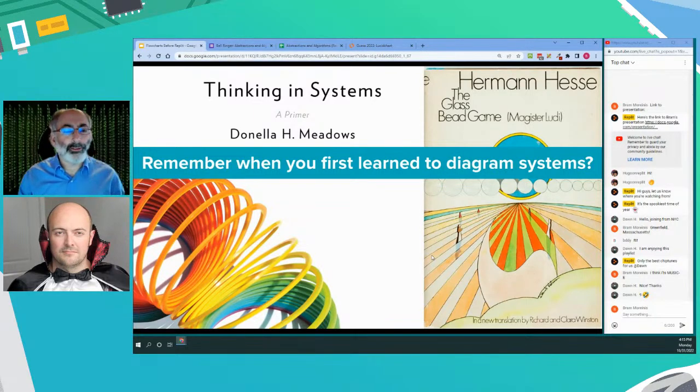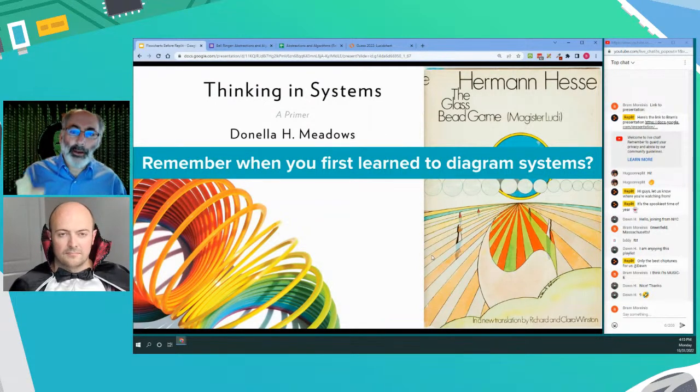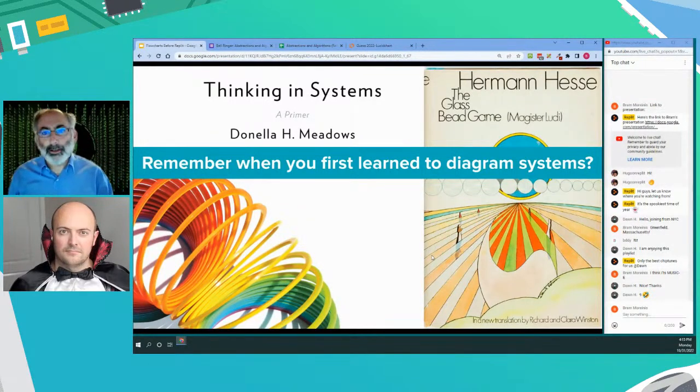This book, Thinking in Systems by Donella Meadows, is most people's favorite intro to systems thinking. So if you haven't read it and you don't know what I mean by systems thinking, do yourself a favor and read this before you read your next science fiction book. And on the right-hand side is a dramatization of the discovery of systems thinking called Magister Ludi, The Glass Bead Game by Hermann Hesse.